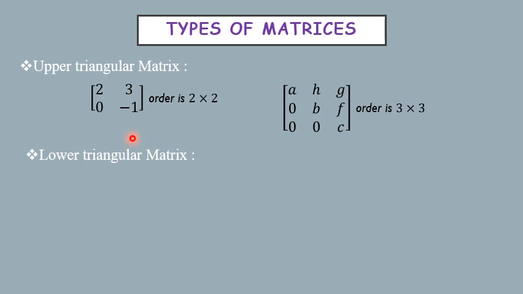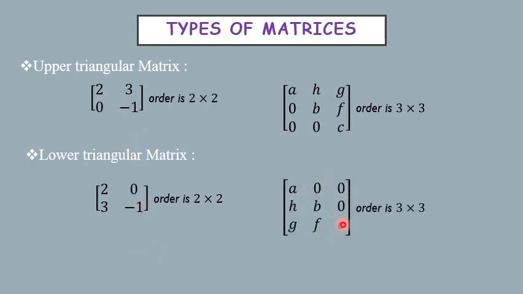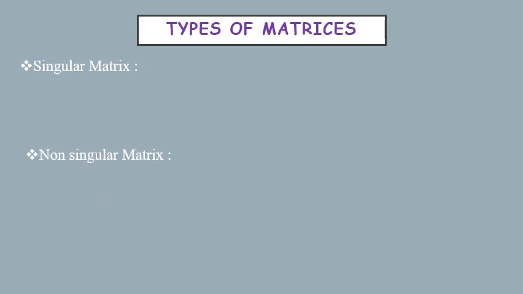Okay, now lower triangular matrix, it is also a square matrix in which all elements above the diagonals are 0. Okay, so this is a square matrix of order 2, this is a square matrix of order 3. So here the elements above this diagonal are 0 and here elements above these diagonals are 0. So such type of matrix is called as lower triangular matrix.